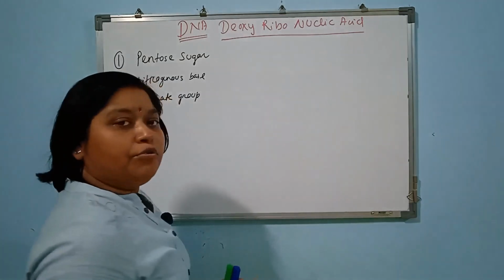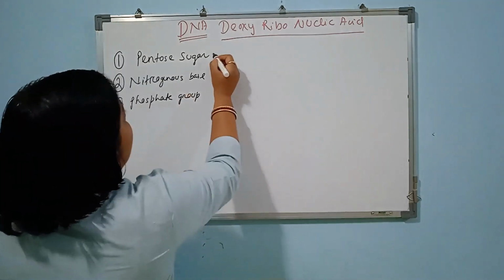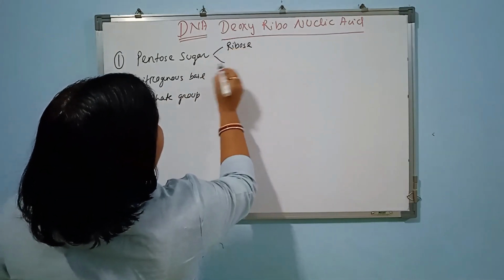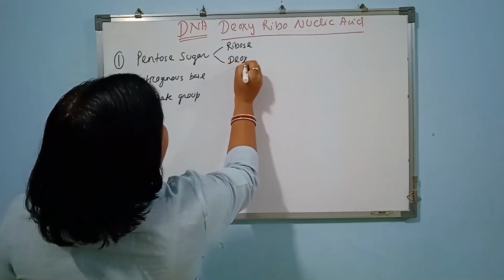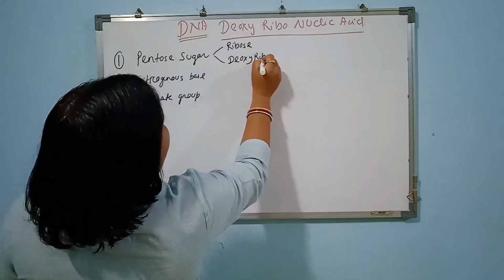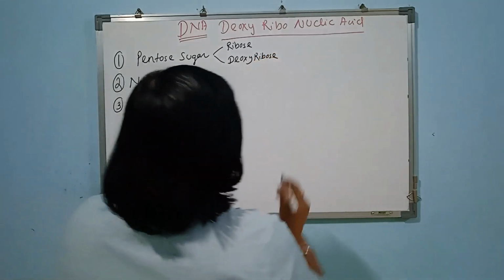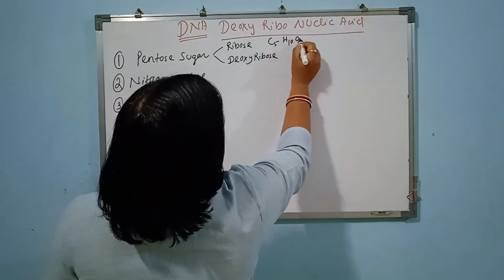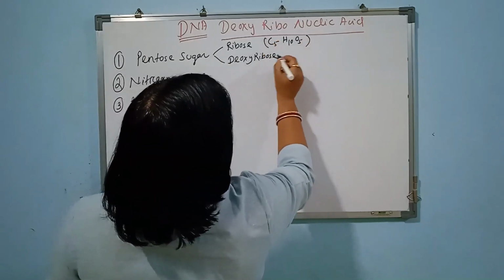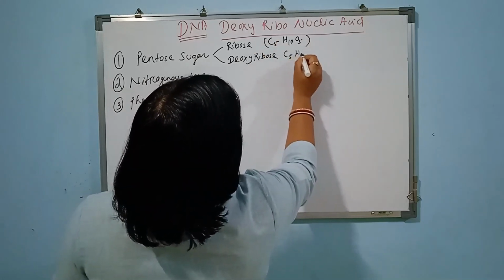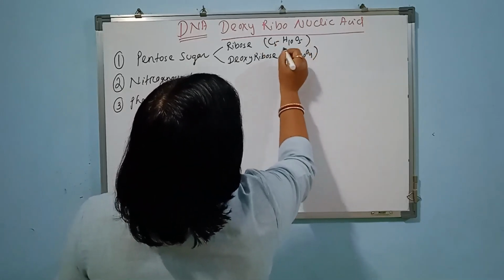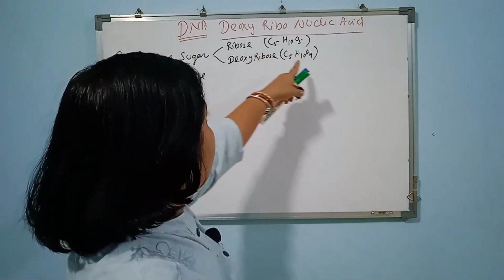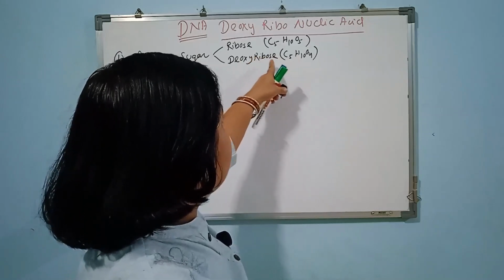There are two types of pentose sugar present in cell. One is ribose, the other one is deoxyribose. This ribose is C5H10O5 and this deoxyribose is C5H10O4. By seeing this name, you can also understand one oxygen is absent in case of deoxyribose.